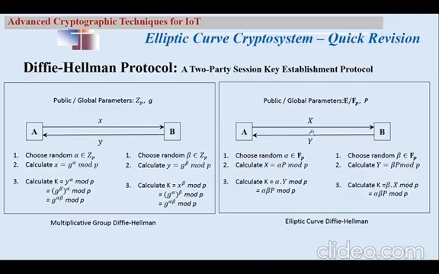Now the adversary is also getting x, y and P, so it can be proved that if the elliptic curve discrete log problem is hard, then the adversary cannot calculate alpha beta P without knowing either alpha or beta. That is the elliptic curve Diffie-Hellman version.